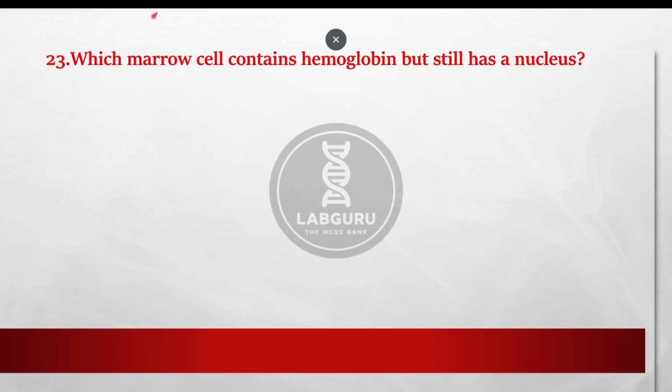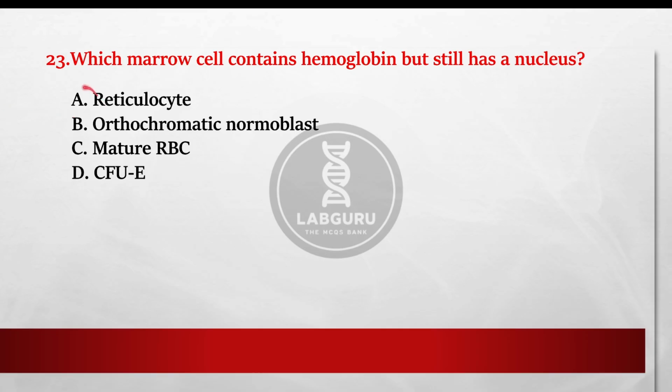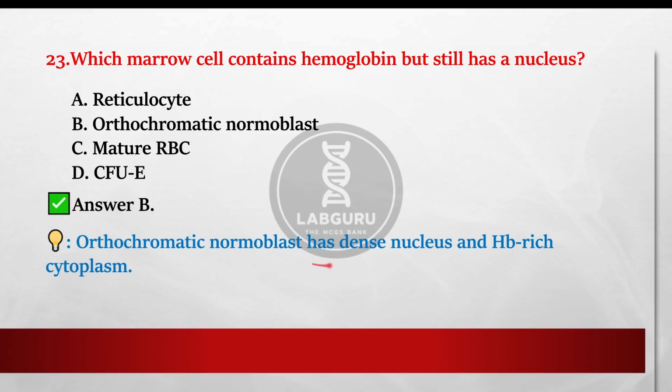Question number 23. Which marrow cell contains hemoglobin but still has a nucleus? Our options are option A reticulocytes, option B orthochromatic normoblast, option C mature RBC, and option D CFU-E, that is colony forming unit erythroid. The right answer is option B, that is orthochromatic normoblast. Orthochromatic normoblast has a dense nucleus and hemoglobin-rich cytoplasm.